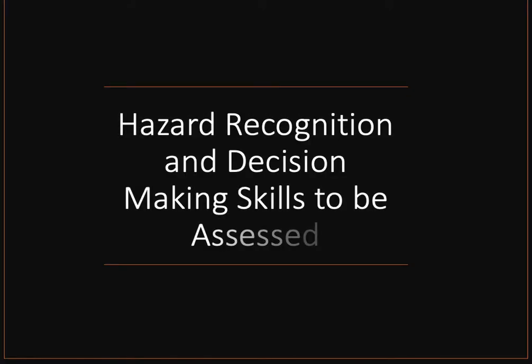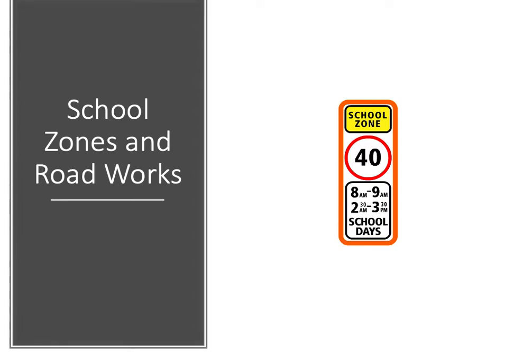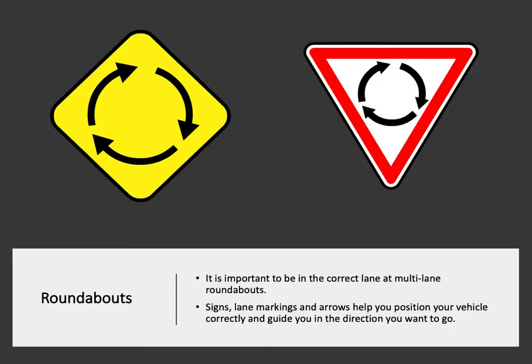Hazard recognition and decision-making skills to be assessed. Obey all signs, signals, and road markings. School zones and roadworks areas. Roundabouts. It is important to be in the correct lane at multi-lane roundabouts. Signs, lane markings, and arrows help the driver position their vehicle correctly and guide them in the direction that they are required to go.